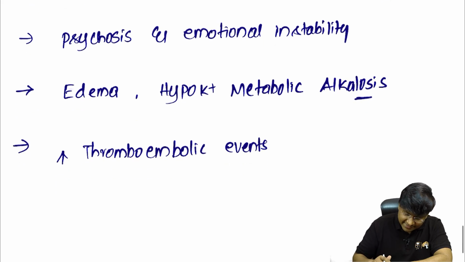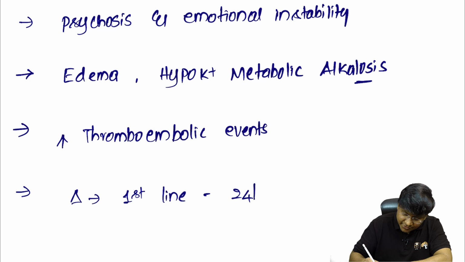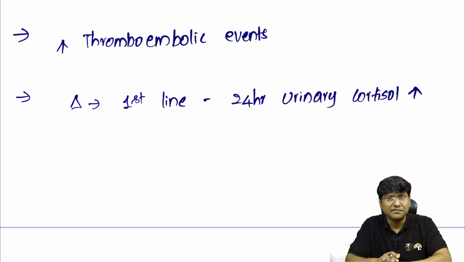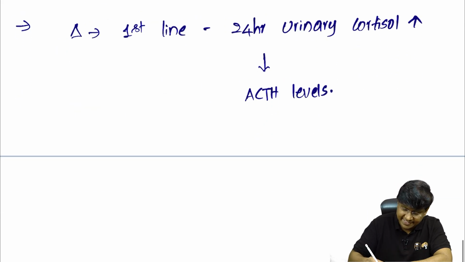Then followed by this, you need to be aware of the workup. What is the first line investigation in these patients? The first line investigation is 24-hour urinary cortisol levels, which are elevated. That is the first line investigation. Once the 24-hour urinary cortisol levels are elevated, then you need to check the ACTH levels.